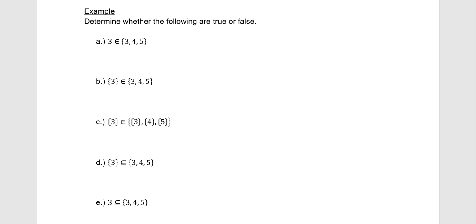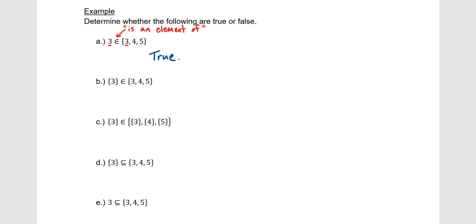So the first one here, we have 3 is an element. So remember that sign right here, it means "is an element of." Okay, so it says 3 is an element of the set 3, 4, 5. So that's saying is 3 in that set? And that answer is true because it is right here. So this first one is true.